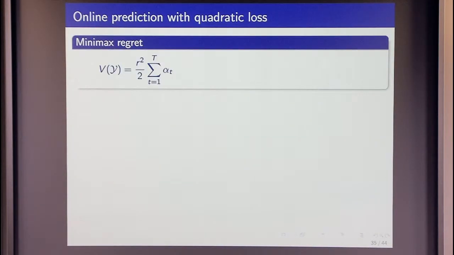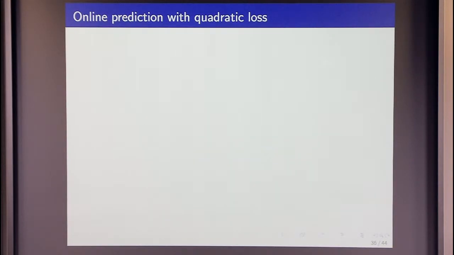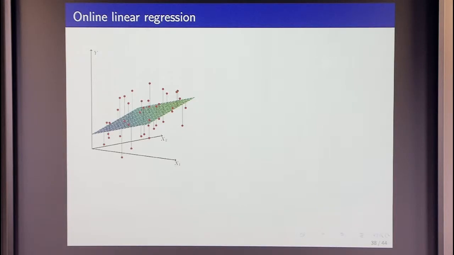Okay, so this thing grows like log t, and you can get the second order terms, and if you look at things, it's like a constant factor that we're buying here. This looks like a constant factor. This is the simplex case. Okay, so let me get on to the online linear regression problem.